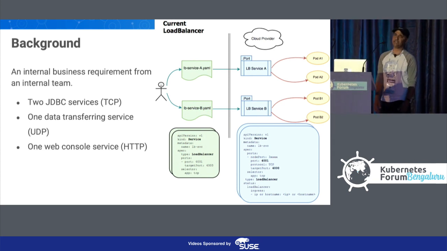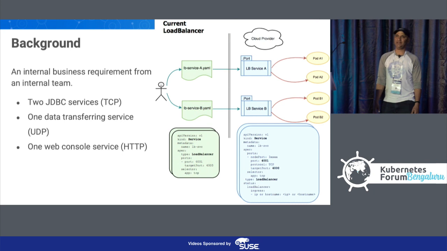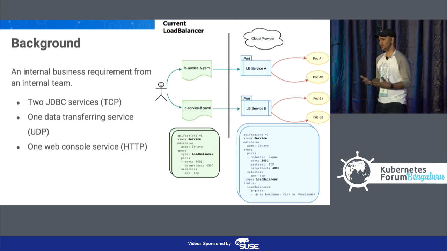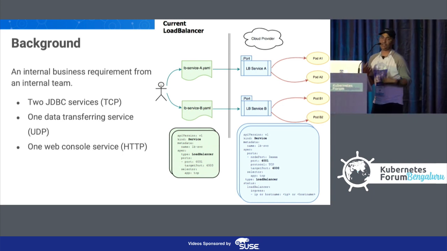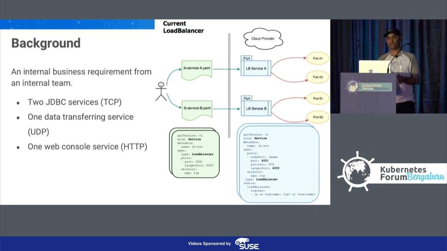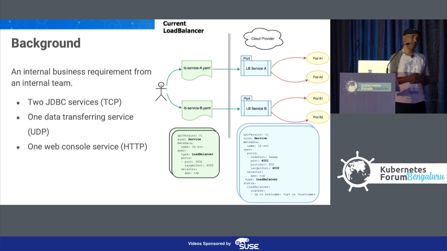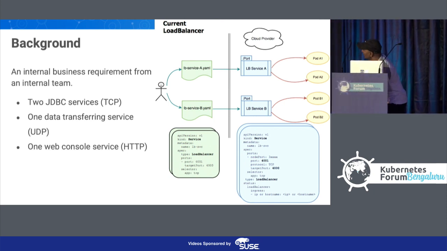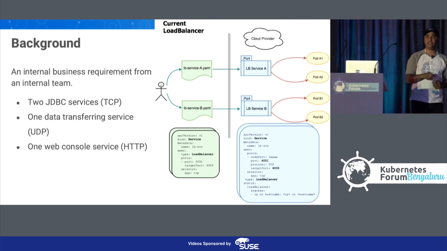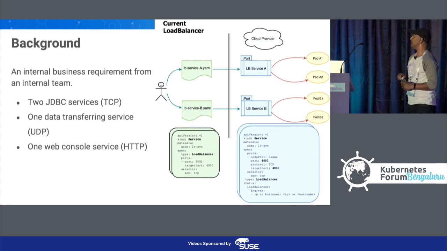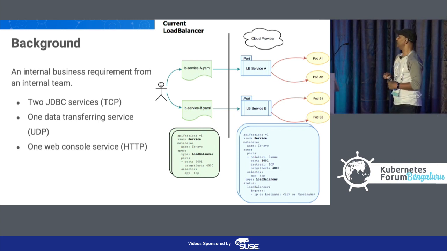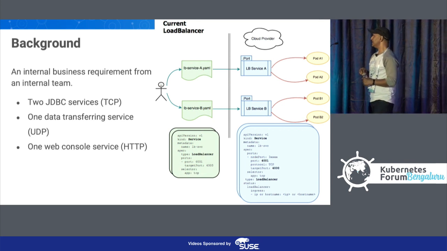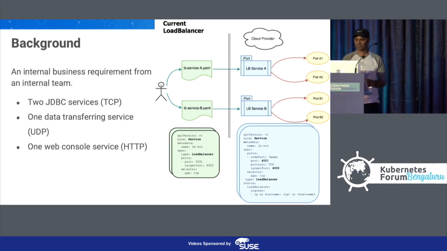We have an application that we wanted to bundle, and the application had several individual workloads inside. One or two JDBC connections we needed to connect to databases, and a UDP to transfer data, and then a web console. What happens here is that when you try to deploy this application, we end up creating multiple load balancers. That is not an efficient way for us to manage.